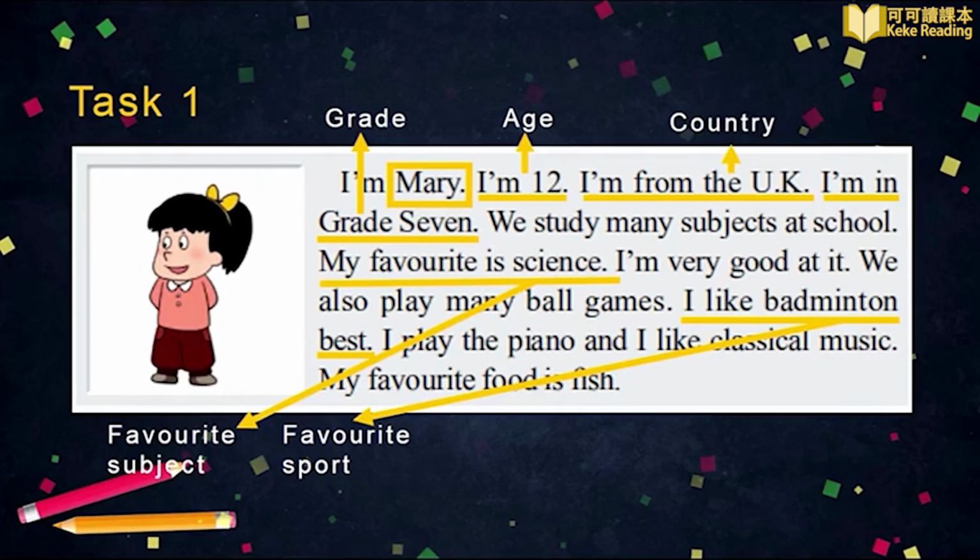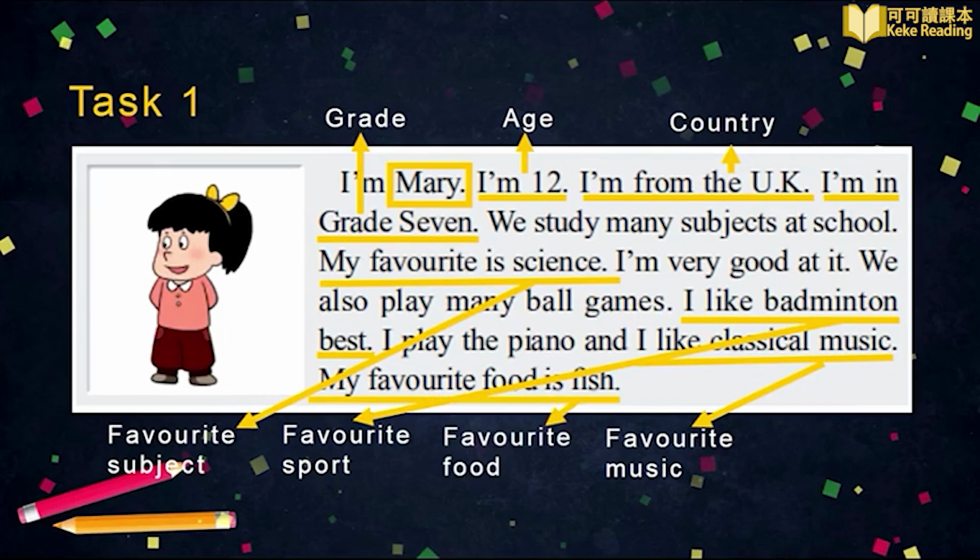I play the piano, and I like classical music. 我弹钢琴，我最喜欢古典音乐。Her favorite music is classical music. 古典乐。My favorite food is fish. 我最喜欢的食物是鱼。Let's underline this sentence. Now we found all of the information about Mary, and we underline them all.